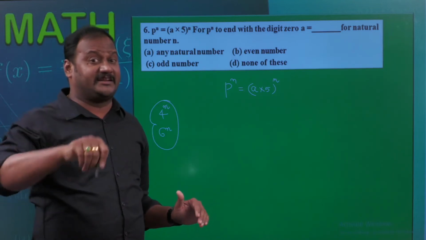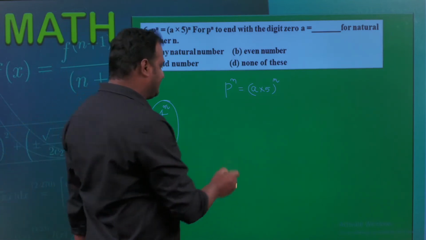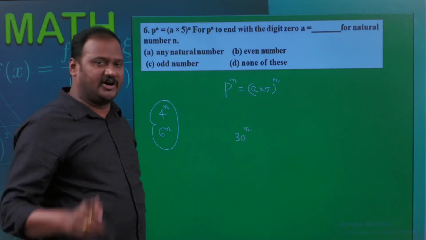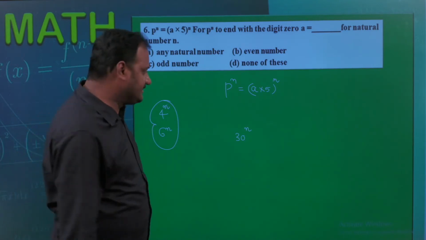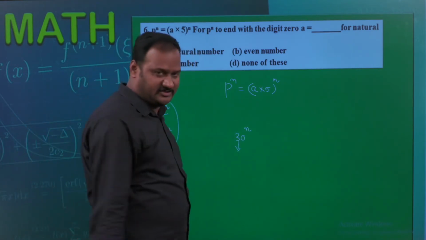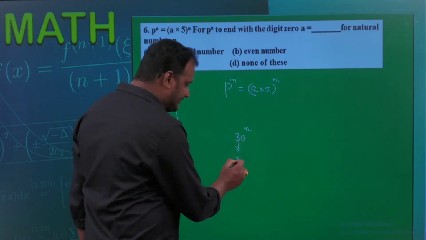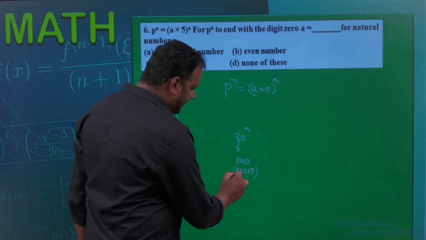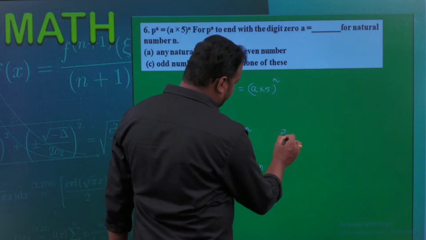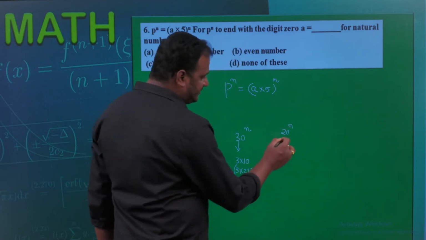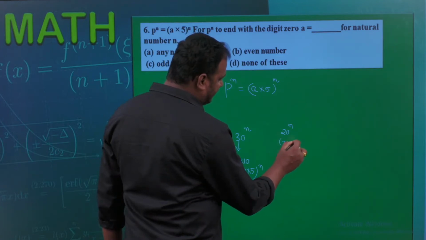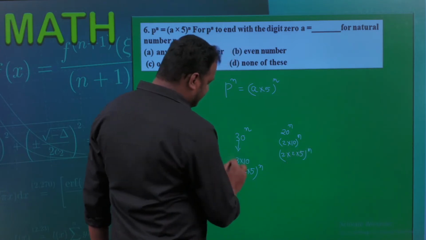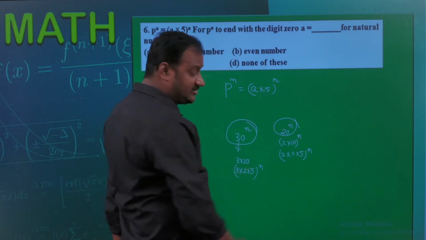For example, you have a number like 30 to the power of n. 30 to the power of n always ends with the digit 0. Because in this base, of course, you have 0, but you can write this 30 as 3 into 10. Again, you can write this as 3 into 2 into 5. And for example, if you take a number like 20 power n, you can write this 20 as 2 into 10 whole to the power of n. Again, you can write it as 2 into 2 into 5 whole to the power of n. This number always ends with the digit 0. This number also always ends with the digit 0.